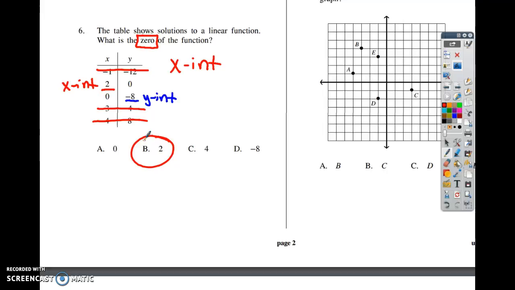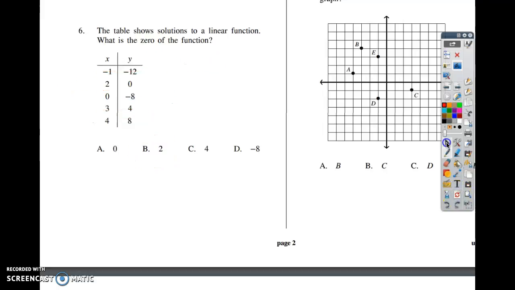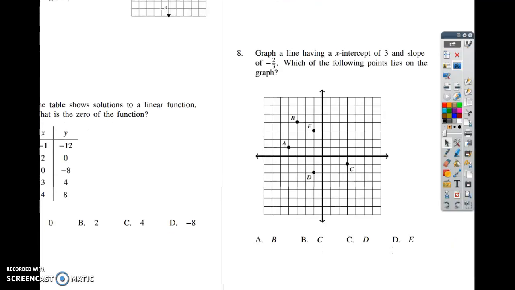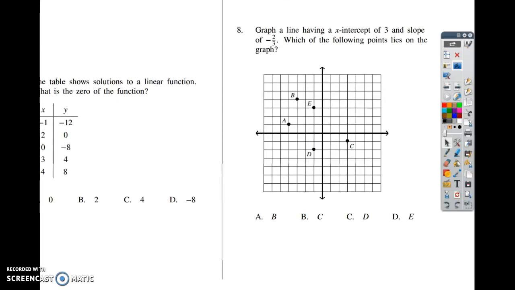Problem number 8. Says graph a line having an x-intercept of 3 and a slope of a negative 2/3. Which of the following points lies on that graph? So first of all, let's go look for the x-intercept. The x-intercept at 3. So if I look on my x-axis and you go look for 3, put a dot there.